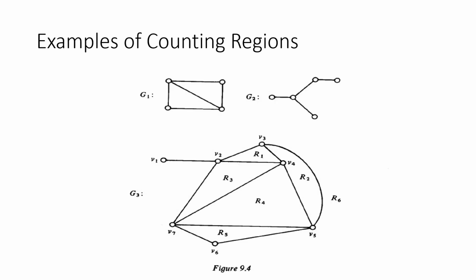Here, 3 graphs are given. Their planar representation is given. You have to check whether Euler's formula is true for these 3 planar graphs. You have to count the regions and check Euler's formula.